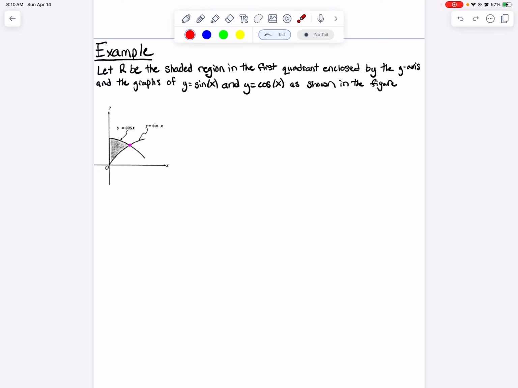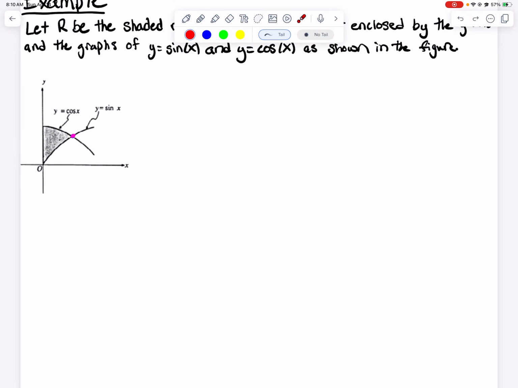Sorry for my yawn. It's early. Okay, so looking here, we have this point in pink. Well, how can we find this point in pink? How do I know when two lines are crossing? How do I find out that spot? The answer to that is, well, we have to set them equal to each other. So cosine of x is equal to sine of x.